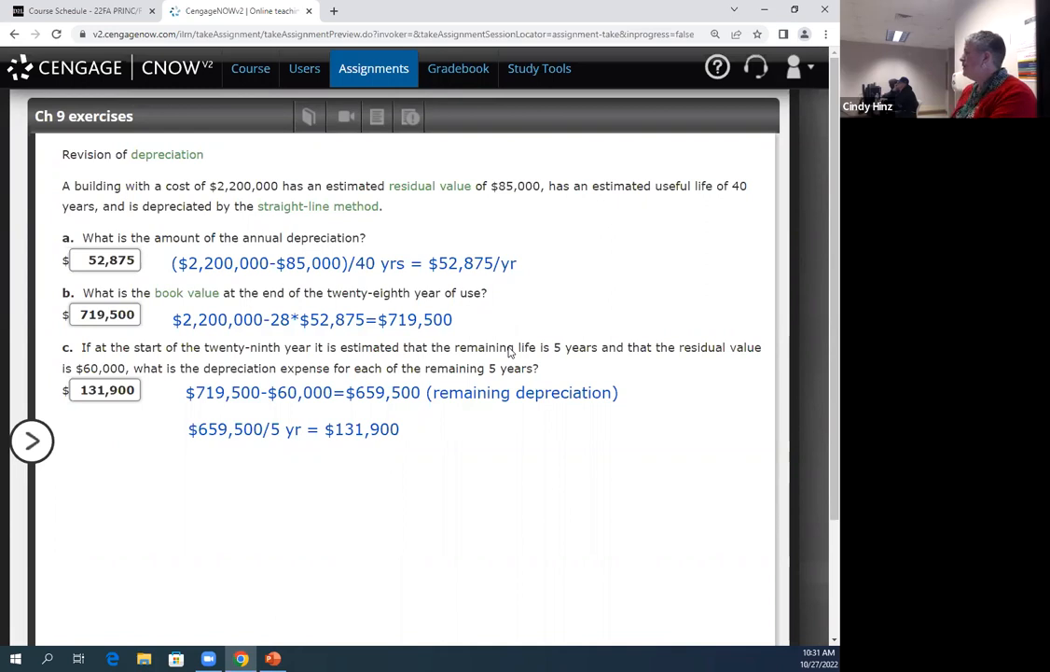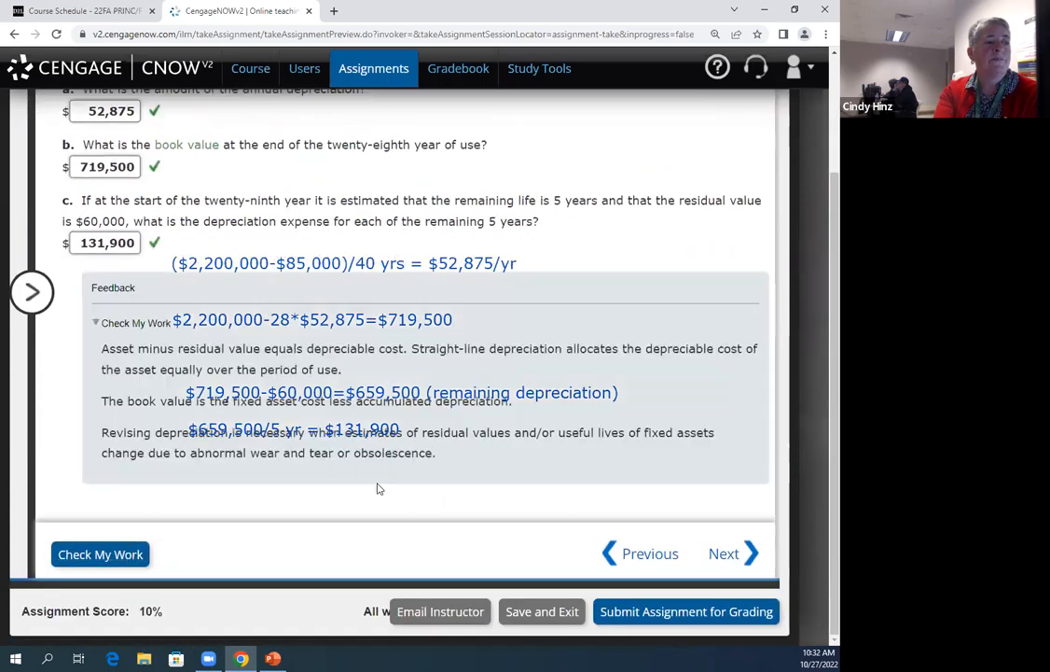There's no reason to think that those numbers were not reasonable at the time that we started using that building. But something changed. And so now we're playing catch up. We're going to be recording a lot more depreciation for the next 5 years because we're catching up the fact that for the first 28 years, we didn't record enough. Does that make sense? Everybody okay with those calculations?